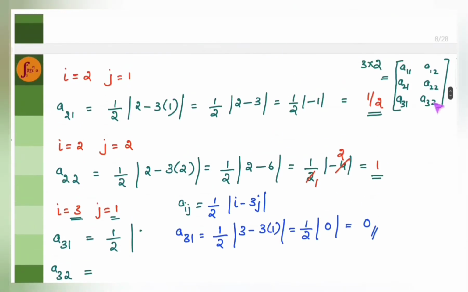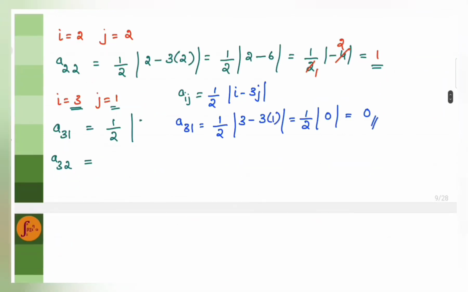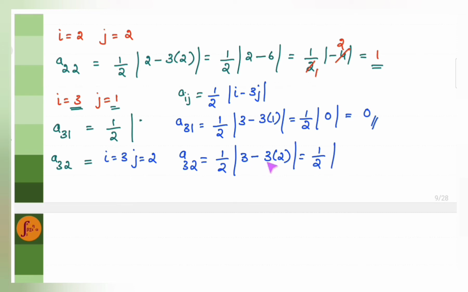Now let's calculate this element, A32. A32 means I is equal to 3 and j is equal to 2. That is, A32 would be half into mod of 3 minus 3 into j. J is 2. So we're going to get half into 3 minus 6. 3 minus 6 is minus 3. Now, since there is mod here, we ignore the negative sign. So it's going to be half into 3. That's nothing but 3 by 2. So this is our element. This is our last element, 3 by 2.